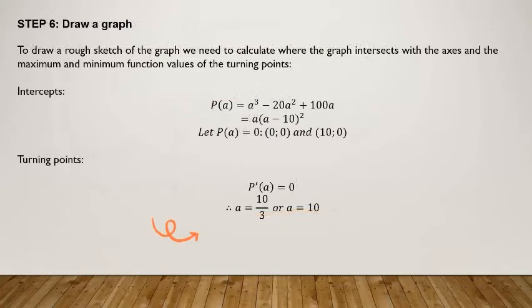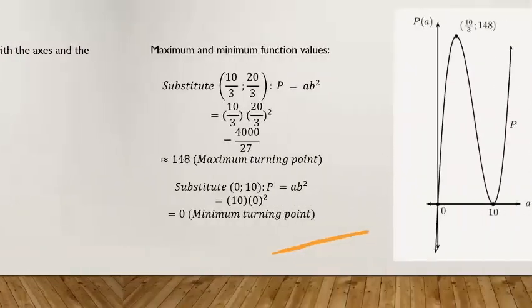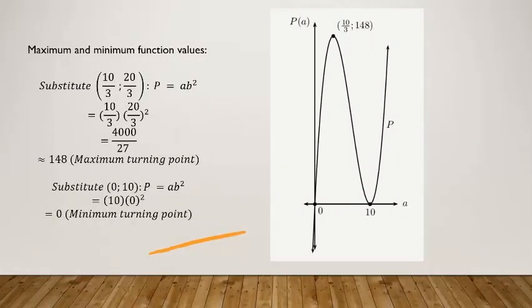And the last step is to draw a graph. To draw a rough sketch of the graph, we need to calculate where the graph intersects with the axis and the maximum and minimum function values of the turning points. To find the maximum turning point, you need to substitute the stationary points into p equals a b squared, and for the minimum turning point, substitute 0 and 10 into p equals a b squared. And all you need to do is sketch the graph. That's it.